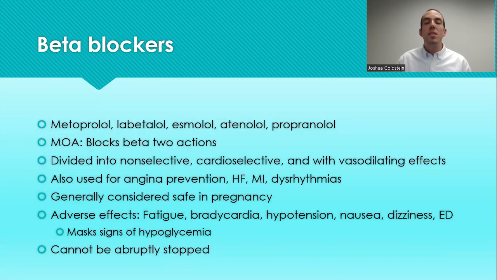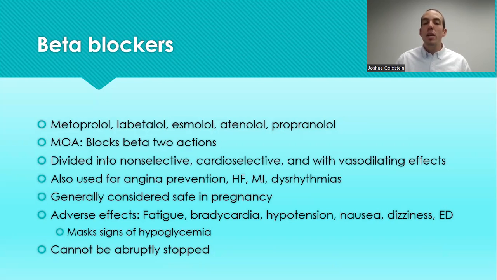So now we moved on from our first line agents, and our first alternative agent is going to be beta blockers. We did already mention in the beginning that beta blockers are considered a first line agent in specific situations, such as when a patient's post-MI. What are beta blockers? I'm sure you know this list already: metoprolol, labetalol, esmolol, and there's so many more.